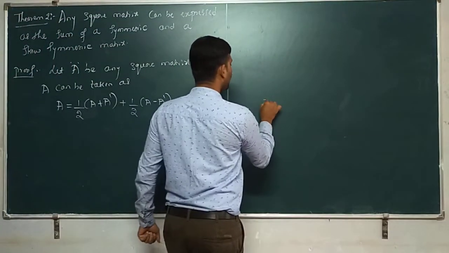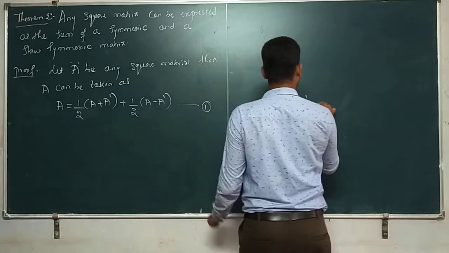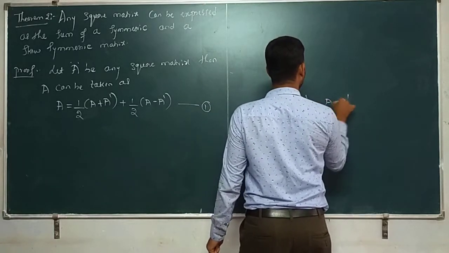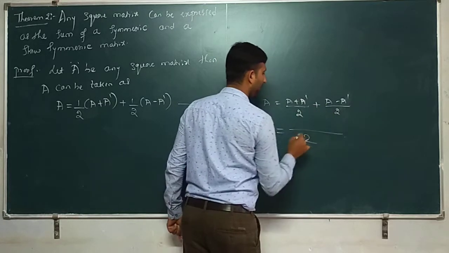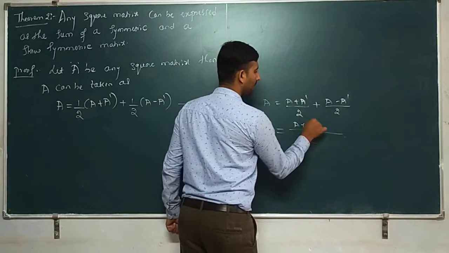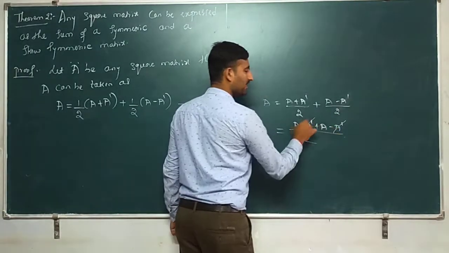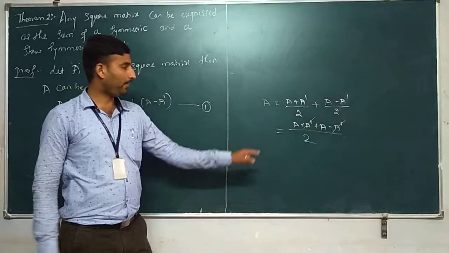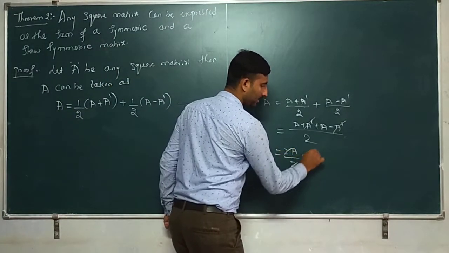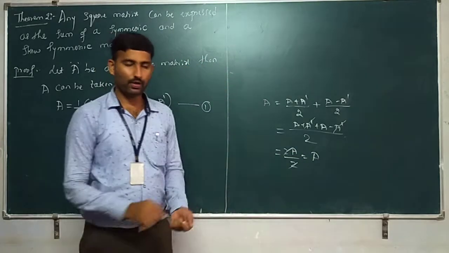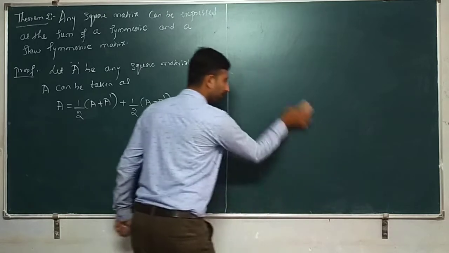If you observe, A is equal to (A plus A dash) by 2, do you agree, plus (A minus A dash) divided by 2. The denominator is the same, so A plus A dash plus A minus A dash. A plus A becomes 2A, and 2A divided by 2 is A. Therefore, the equation remains correct.